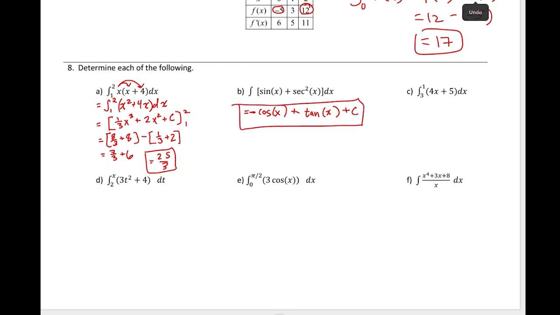Letter C, we're going to work out just like we did letter A. Actually, it's a little bit easier because we don't have to do any distributive property or anything to set it up. The only thing I want you to look out for is notice that the boundaries are opposites. So this is actually going to equal the opposite of the integral from 1 to 3.